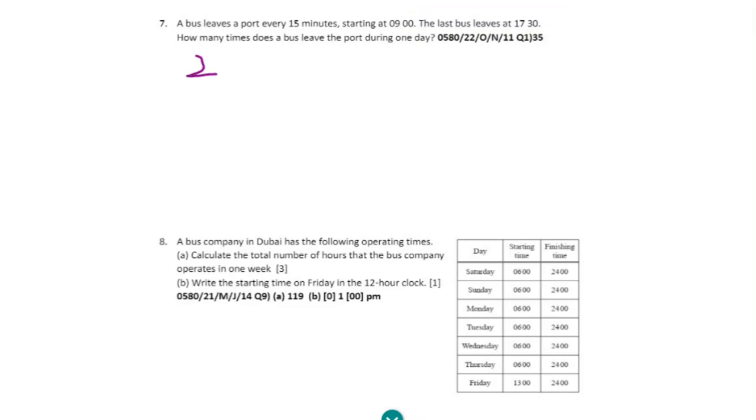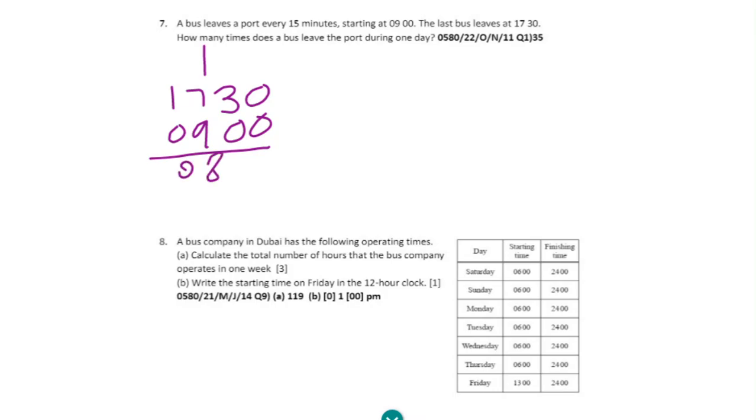Alright, so find the time difference between 0900 and 17:30. Change that time into minutes and then divide by 15 minutes. So 17:30 minus 0900 will give us 0830, so 8 hours and 30 minutes.